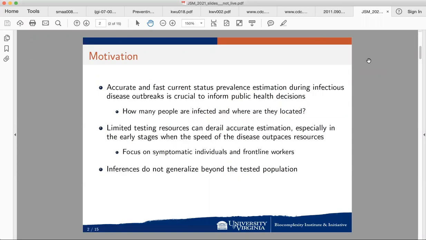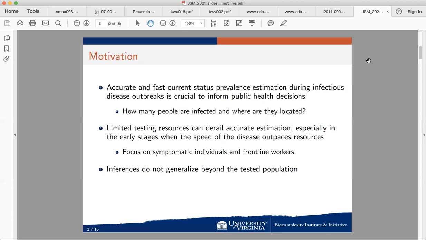Being able to obtain accurate and fast current status prevalence estimates during infectious disease outbreaks is crucial to inform public health decisions. Being able to answer questions such as how many people have been infected, how many people are infected, and where they're located are crucial bits of information for policymakers as they make decisions. And there's no better exemplar of this than the past year and a half during the COVID-19 pandemic.